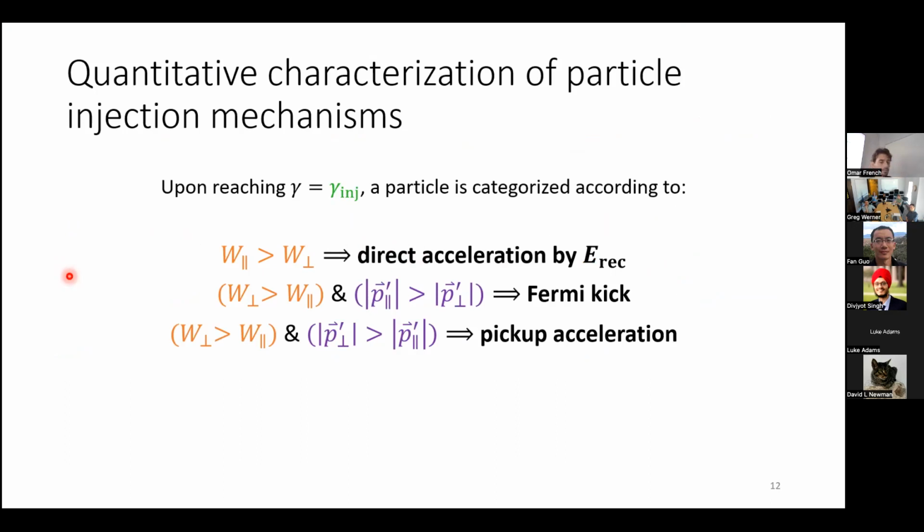But basically this condition, comparing parallel and perpendicular momentum, can be recast as just a pitch angle. Parallel, comparing whether it's more parallel or perpendicular. And for that matter, both of them are pitch angles in two different frames.